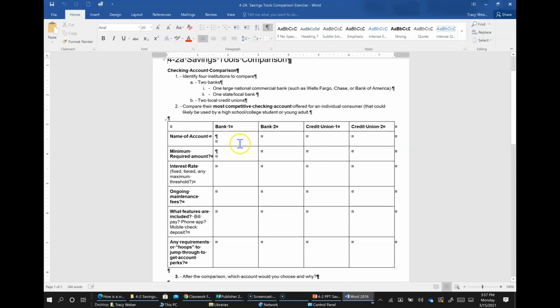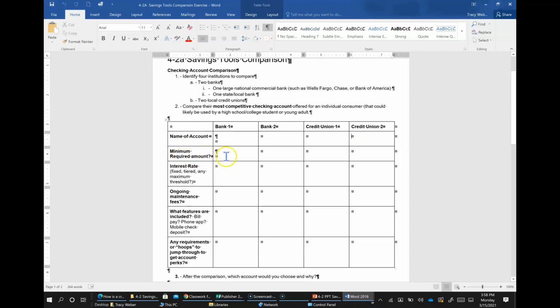Okay, so pick 2 banks. So maybe Bank of America, type that in there. The second bank, maybe do Bellevue State Bank or Fidelity Bank right here in town. We don't have any credit unions in town, but maybe see if you can find a credit union around our area, like in Dubuque or Maquoketa. And you can do that by looking it up, just Googling credit unions in Jackson County or Dubuque County.